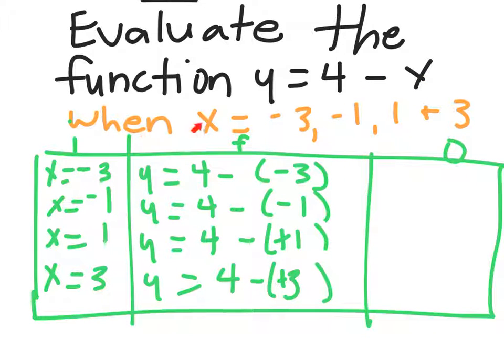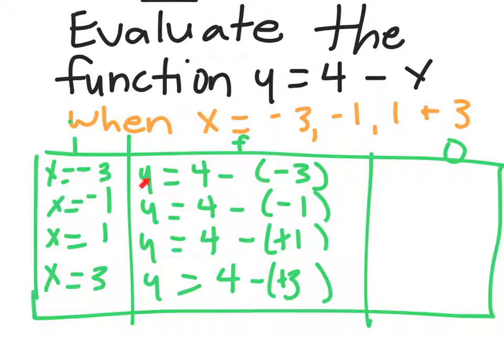And do that when x equals -3, -1, 1, and 3. And show your results in a table. So just like we just did, we would draw our table. We have input here, function here, and output here. And we list what our x variables are: x equals -3, x equals -1, x equals 1, and x equals 3.